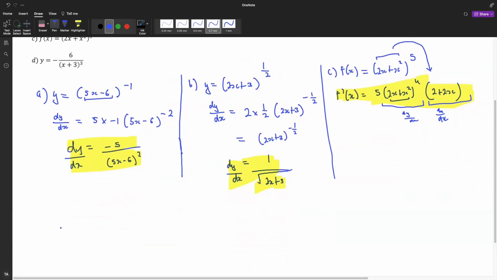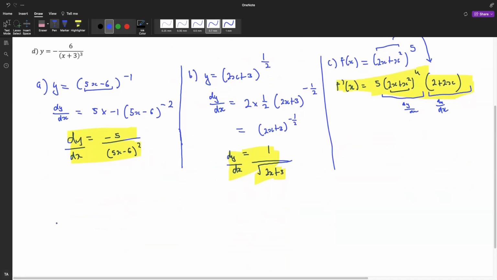And now for the last question. Let's have a look here. So we've got y is equal to negative 6 over x plus 3 cubed. And again, I'm just going to straight away bring everything to the top because we don't like fractions when we're deriving until we learn the quotient rule, which we will learn in a bit. Okay, but that's our equation now without any fractions.